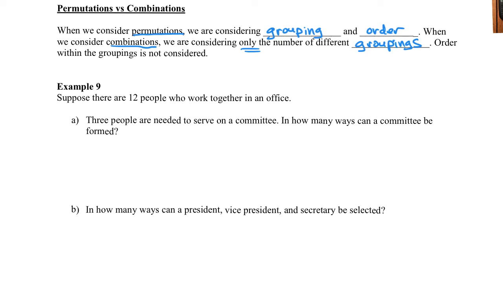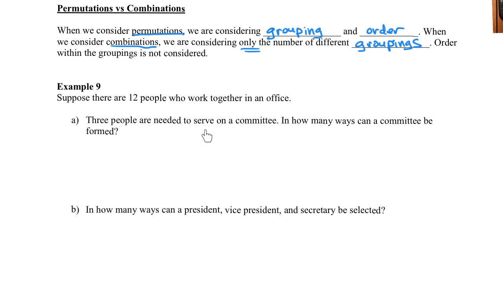But for now, we've got 12 people, and 3 are needed to serve on a committee. So think about this. If they say, okay, you 3 are on the committee, and they read off 3 names, if they read them in alphabetical order or reverse alphabetical order, does it matter at all? It doesn't matter at all, right? Those 3 people are going to be set up for boredom regardless of how their names are ordered. So in this case, order does not matter. If you just need 3 people to serve on a committee, it's a combination problem.